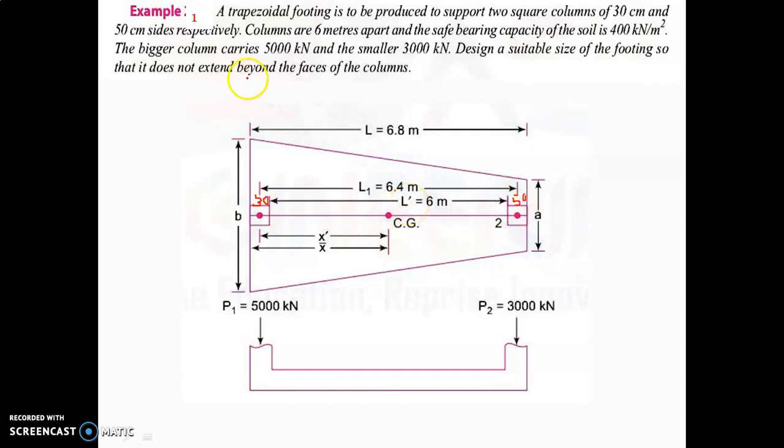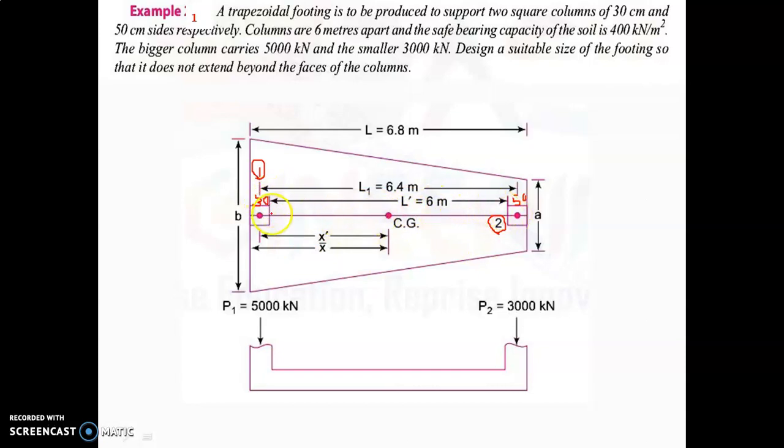Now the bigger column carries 5000. Suppose this is column 1 and this is column 2. So column 1 carries 5000 kilonewton and column 2 carries 3000 kilonewton load. Now we have L dash, that is the distance between the two columns.